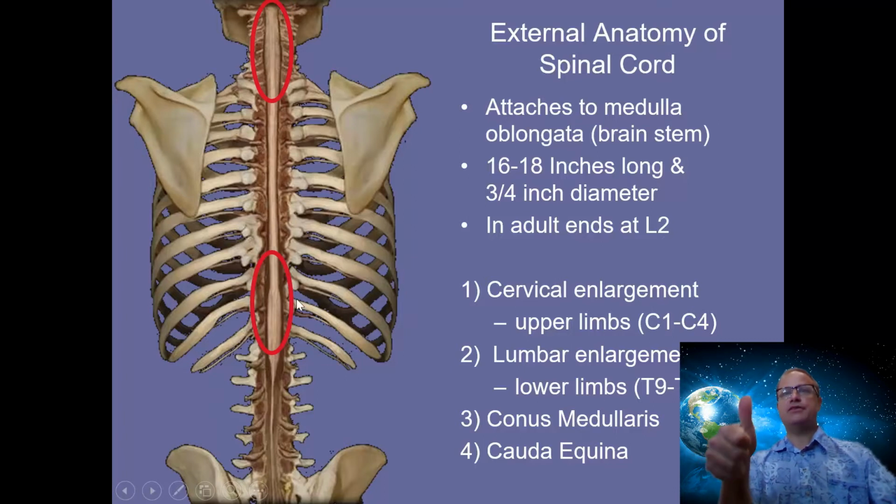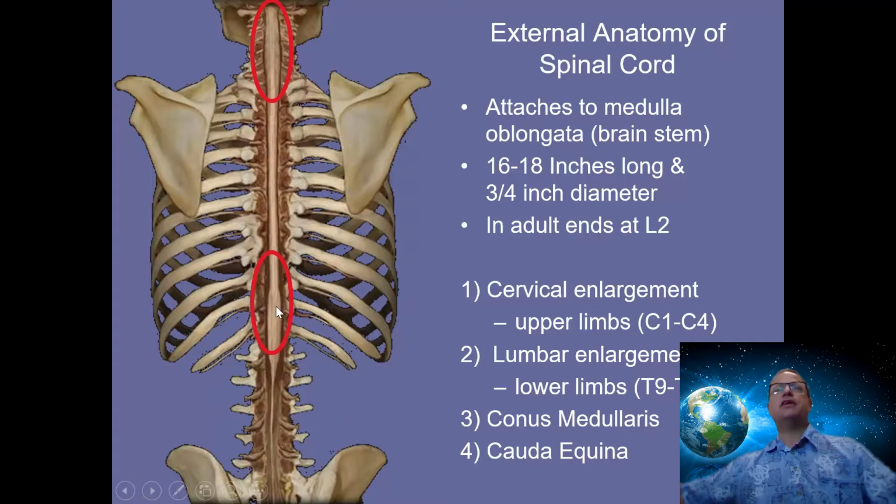Now, generally these enlargements are happening in conjunction with the limbs that they're going to be serving. The cervical enlargement is going to have nervelets coming off that are going to feed the pectoral girdle and the upper arms, and then the lumbar enlargement is going to have nerves obviously coming off that feed the legs, the musculature of the legs, the knees, hips, etc. So that's why we have so much thicker of a spinal cord there.